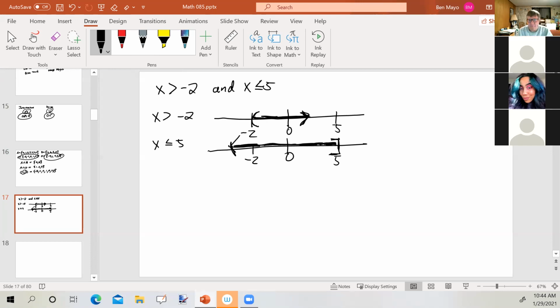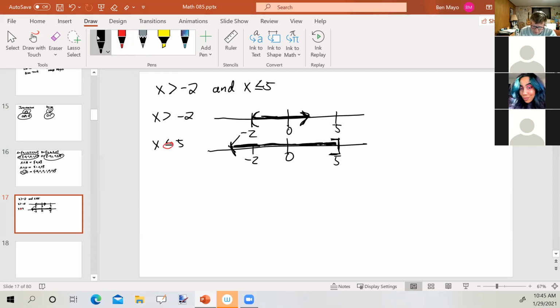Okay. Any questions so far? So how come you put a bracket? Because it includes equals. So if it includes the endpoint, then that's a bracket. If it doesn't include it, it's parentheses. Some of you may have learned in a previous class to use filled in circles and open circles. Filled in circles were inclusive, open circles were not inclusive. So a bracket is like a filled in circle, a parenthesis is like an open circle. Does that make sense? Yeah.